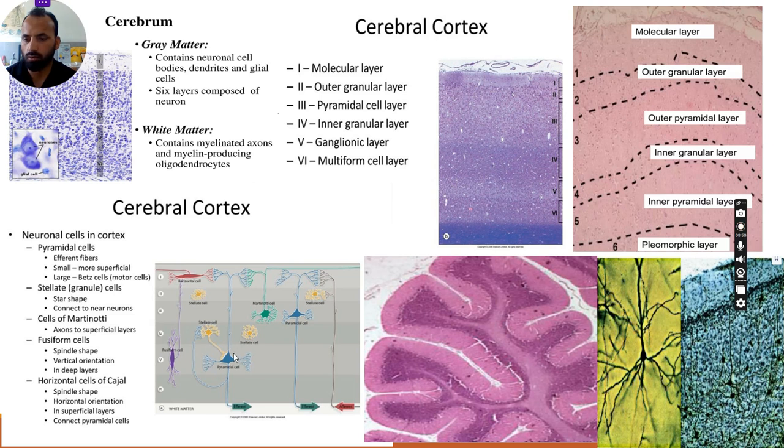So the small cells will be more superficial, and the large pyramidal cells will be deeper. Then one more cell is the satellite cell, also known as granule cells. They are the star-shaped cells.